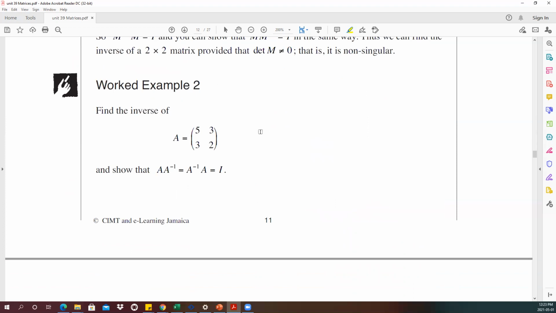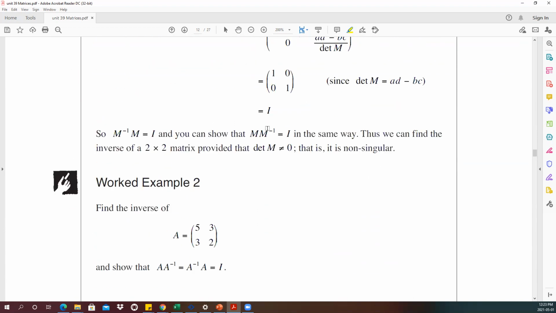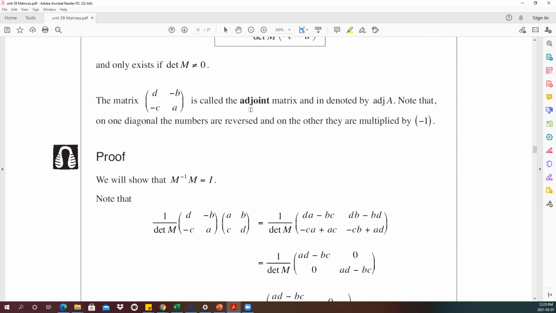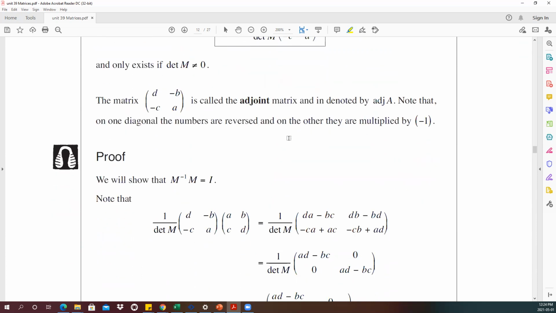So, worked example 2: find the inverse of this. Based on what they tell us, the inverse is given by 1 over the determinant of the matrix, times the matrix where you switch the places of the leading diagonal, and then put a minus sign on the other diagonal.